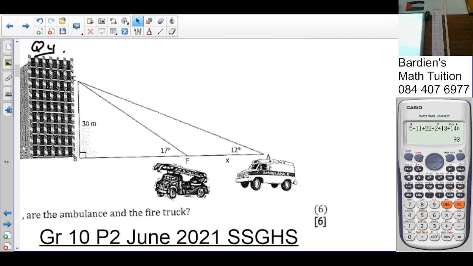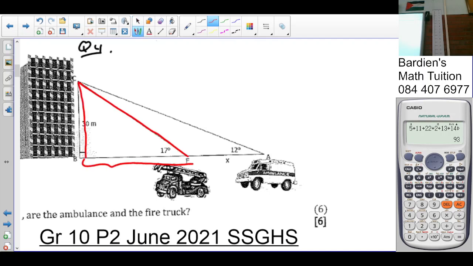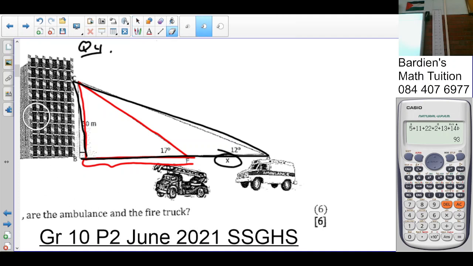So what we need to note here is that what can be calculated at this point is BF in triangle BFC. Then we can calculate the length of BA in triangle BAC. Did you see that? Once we get those two, we can subtract them to get the value of X. Make sense? Let's go with that method.